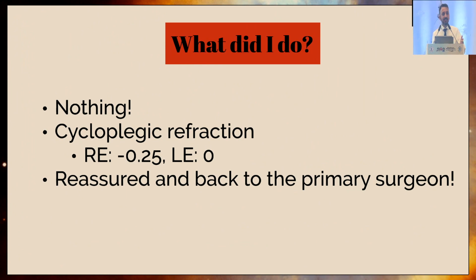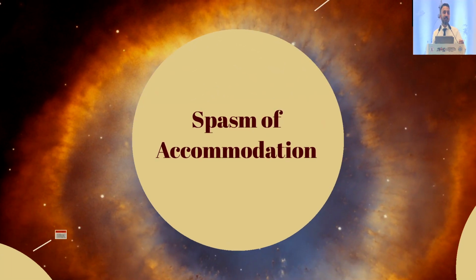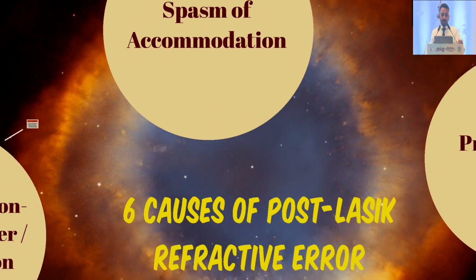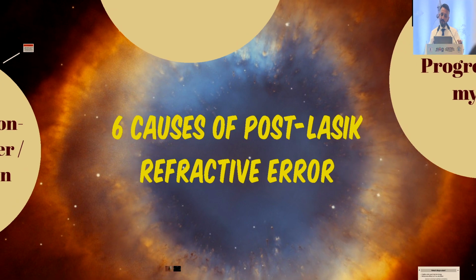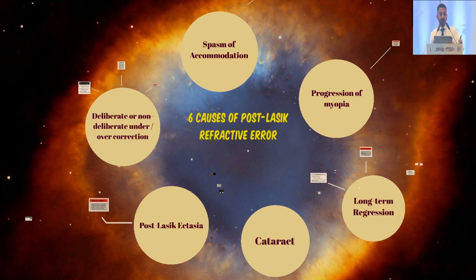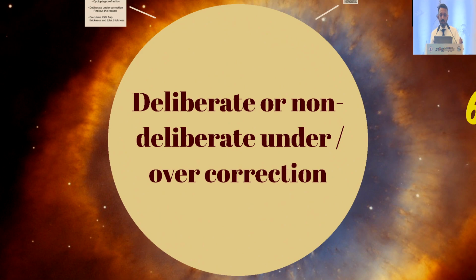Well, what I did? I did nothing. I actually did a cycloplegic refraction. The right eye was 0.25, and the left eye was emmetropic. I reassured and sent the patient back. What we were dealing with was spasm of accommodation. We should know that there are six major causes of post-LASIK refractive error, namely deliberate or non-deliberate undercorrection, spasm of accommodation, progression of myopia, long-term regression, cataract, and post-LASIK ectasia. I've kept the decentered ablation aside because it's a totally different ballgame.